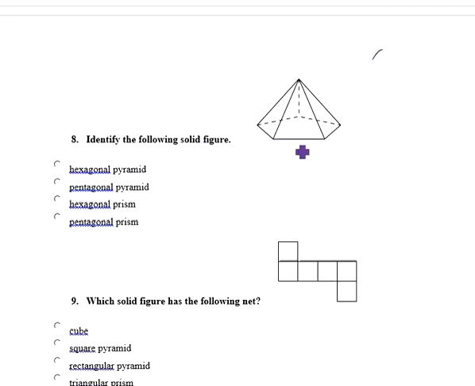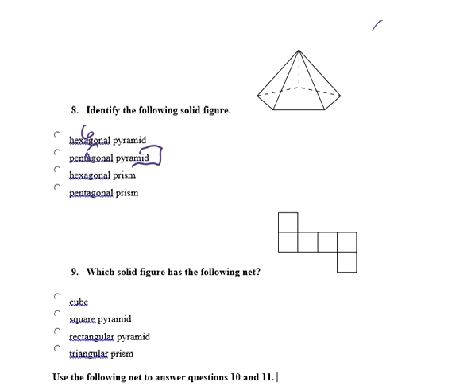Okay, 1, 2, 3, 4, 5. So it's a pentagon, and it's a pyramid. It's a pentagon. Hex is 6. Pent is 5. So it's a pentagon, and it's a pyramid. Okay, so let's go down a little bit further.